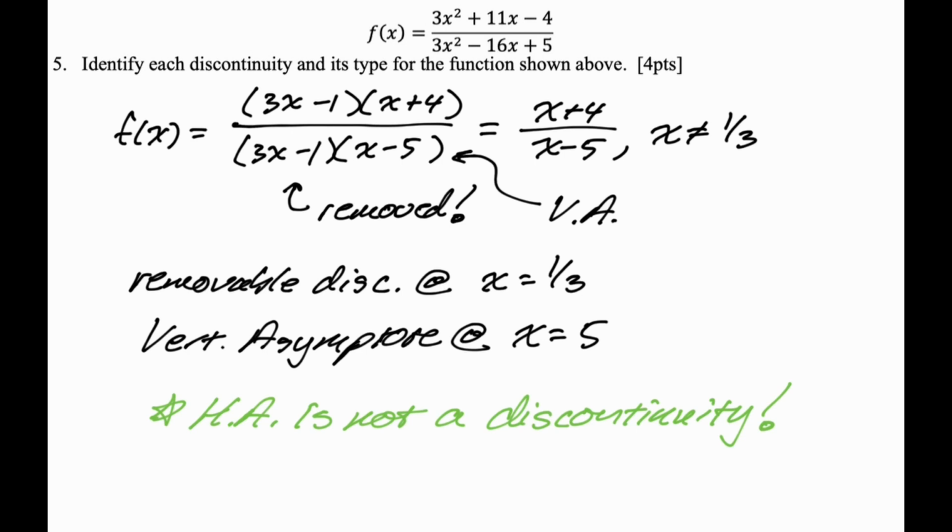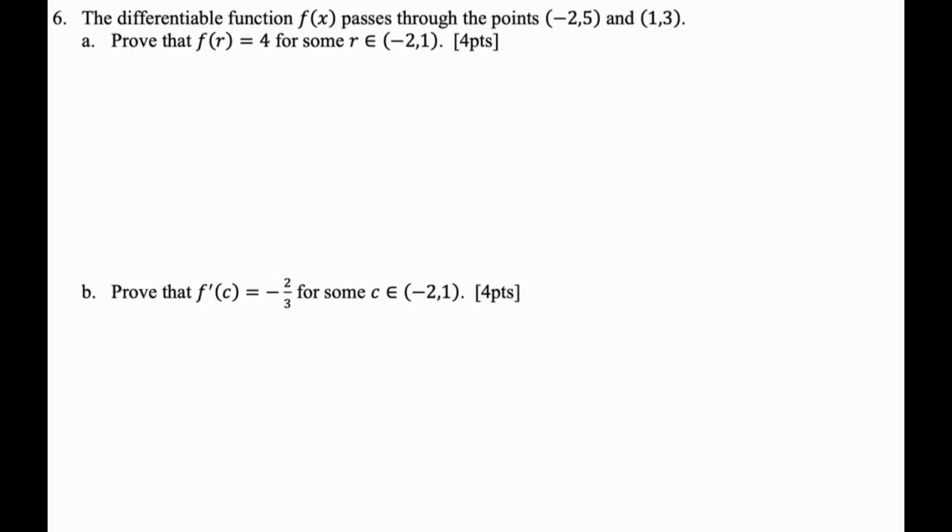All right, let's take a look at number 6, which I think is the final problem. The differentiable function f of x passes through the points negative 2, 5, and 1, 3. We want to prove that f of r equals 4 for some r between negative 2 and 1. So that's on the same level. We're given f and we want to prove something about f.